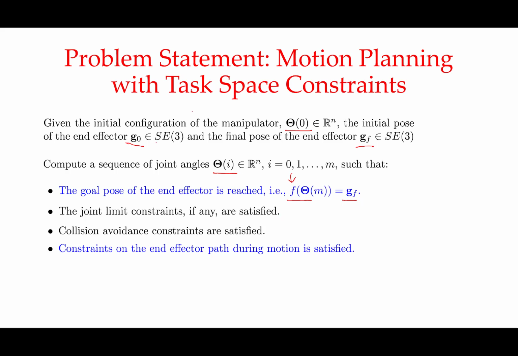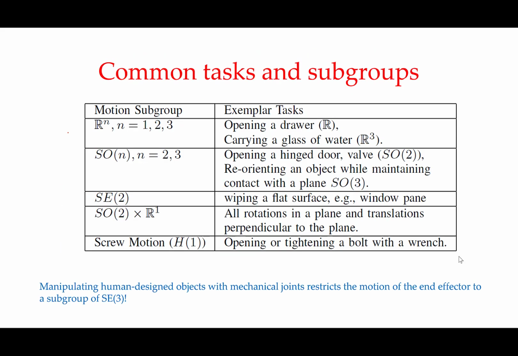The task space, or the space of rigid body motions SE3, forms a group, and it is not a vector space. So the constraints that we will be considering on the end effector path will form subgroups of SE3. Let us look at some examples of such subgroup constraints. Some common subsets of SE3 that form subgroups are Rn, the set of pure translations, SO2 or SO3, the set of pure rotations, SE2, the set of all planar motions, SO2 cross R1, the set of all cylindrical motions, and H1, the set of all screw motions.